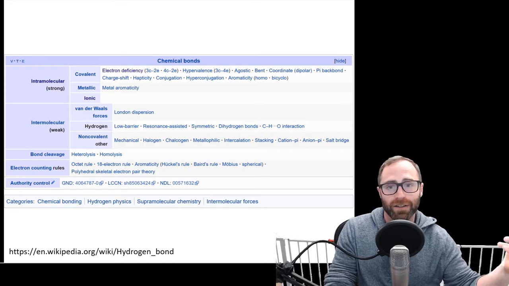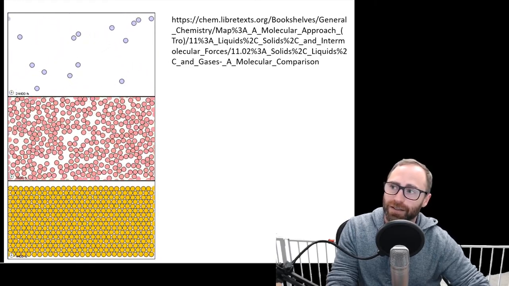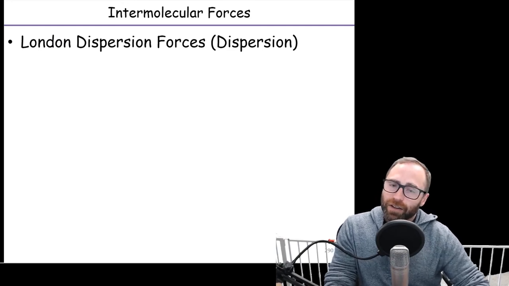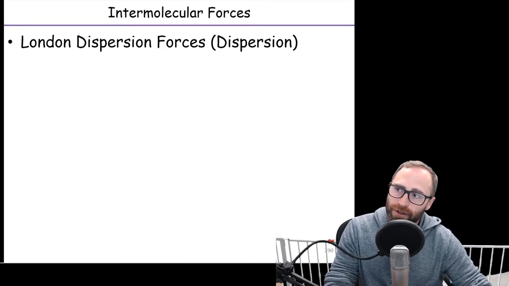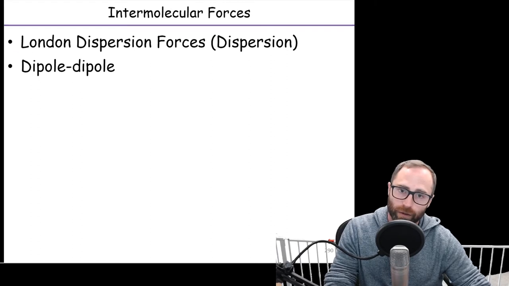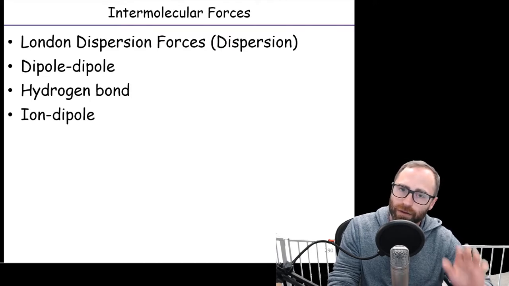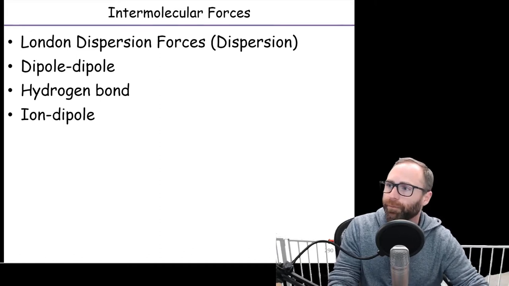These are going to be the interactions that molecules have with one another, and they are going to help us explain why gases are gases, why liquids are liquids, and why solids are solids. Now, there's a whole bevy of these intermolecular forces, but we're only going to focus on a fistful of them, namely London dispersion forces, sometimes just called dispersion forces or van der Waals interactions, dipole-dipole forces, hydrogen bonds, and ion dipoles. These are the ones that your book goes over. Believe me when I say there are more classifications that we could go over if we chose to, but this is what your book goes over, and this is what we're going to talk about.